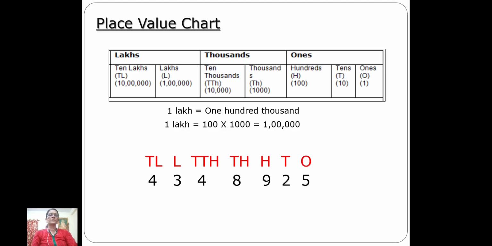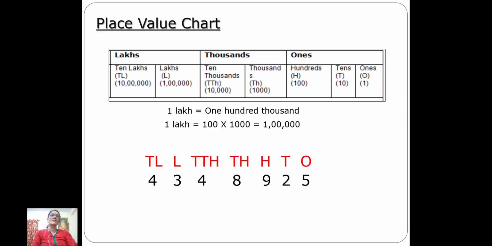Can you see one number given down here? Yes, 4, 3, 4, 8, 9, 2, 5. Remember, children, whenever this type of number is given, you always have to write the places. Then you know how big our number is, right? How big means whether it is going to lakh or it is going to 10 lakh. Okay.